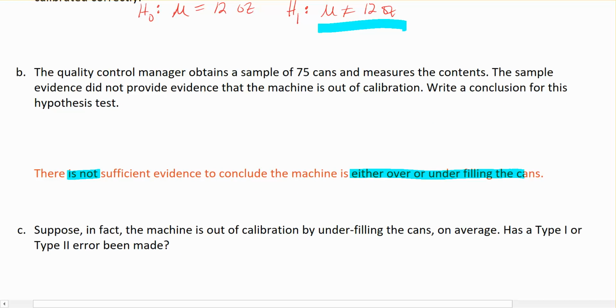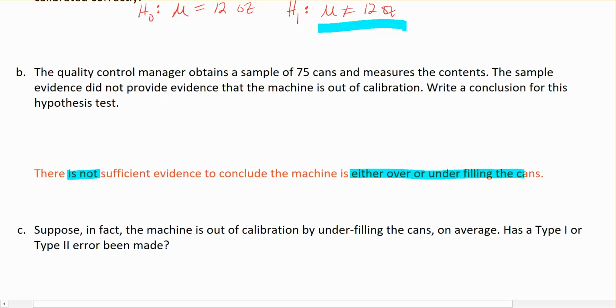Suppose that in fact it is out of calibration by underfilling. So we want to determine whether a type 1 or a type 2 error has occurred. So if in fact it is out of calibration and it's underfilling, then we should have rejected the null. So we failed to reject the null in this case, right? Because our conclusion basically supported the fact that we were not underfilling, that everything was okay. But in fact, everything's not okay. We are out of calibration, so we should have rejected the null. We failed to reject the null.